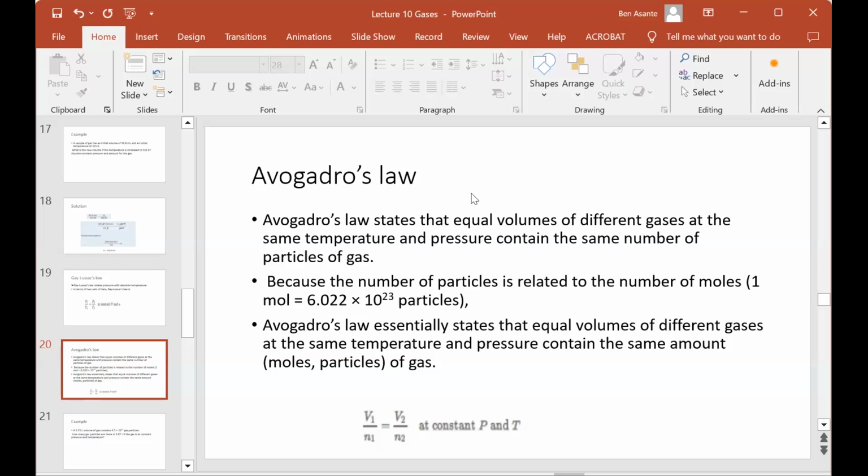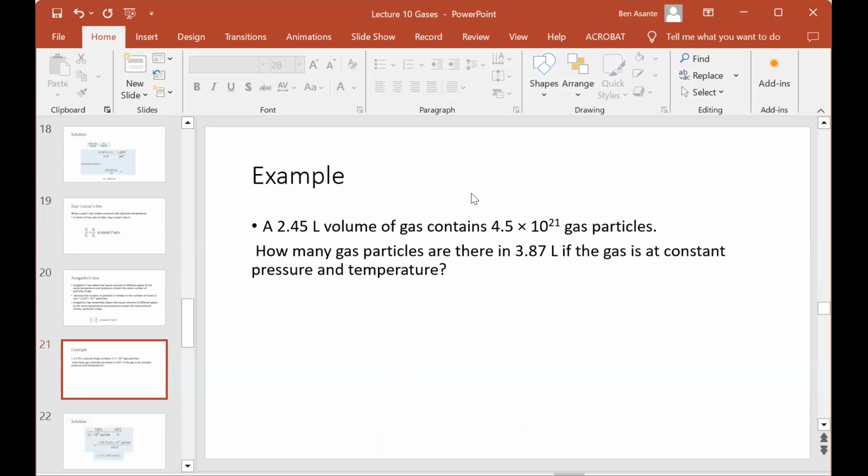Like I said before, when they tell you which quantities are constant, you have to know which law to use to do the problem. So let's use this as an example. A 2.45-liter volume of a gas contains 4.5 times 10 to the power 21 gas particles. How many gas particles are there in 3.87 liters, if the gas is at constant pressure and temperature? You've been told explicitly that the gas is at constant pressure and temperature, and now you have volumes and gas particles. So it gives you a clue as to which law you are going to use.